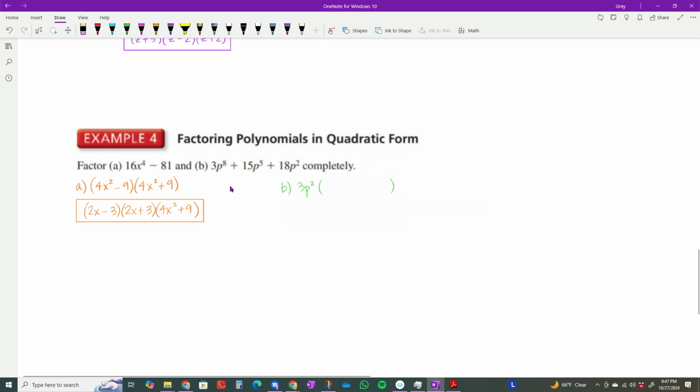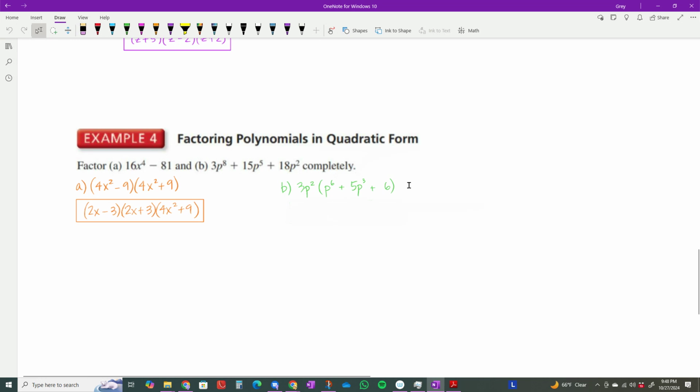3p squared is my GCF. That's going to leave me with p to the 4th. Nope, 6, because it's 8 minus 2. Good thing I wasn't taking the square root. p to the 6th plus 5p to the 3rd plus 6. Sorry, I was thinking about y'all questioning me. Okay, so when you take it out, 8 minus 2 is 6. 15 minus 2 is 3, and I've got squareds here. 18 divided by 3 is 6.